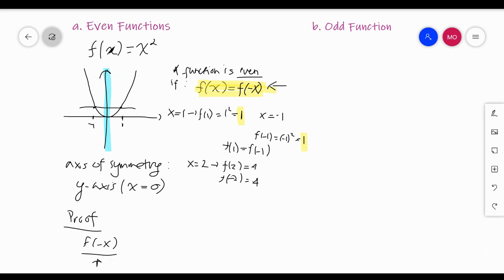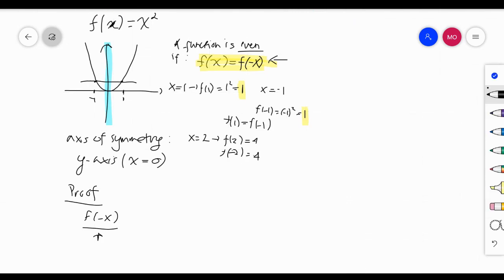To find out if functions are even or odd, we're going to talk about odds soon. What you're going to do now is, everywhere you see an x in your equation, you put a minus x instead. So this is going to be minus x squared. And then we're going to simplify this. Obviously, if you have a minus that is squared, it just becomes a plus. So this is just the same as x squared, and x squared happens to be your f of x. So in conclusion, you get that f of minus x is equal to f of x, which means that your function is even.